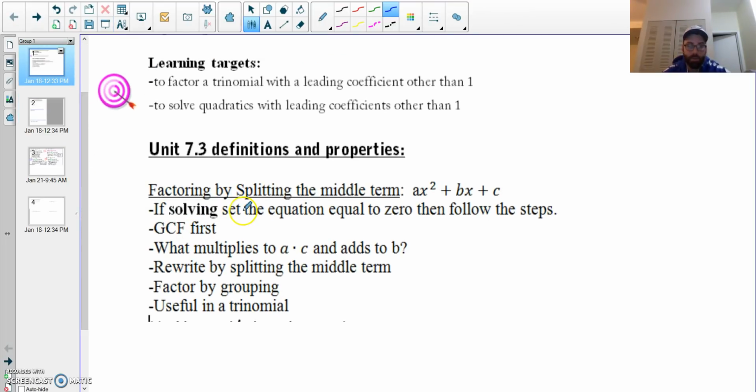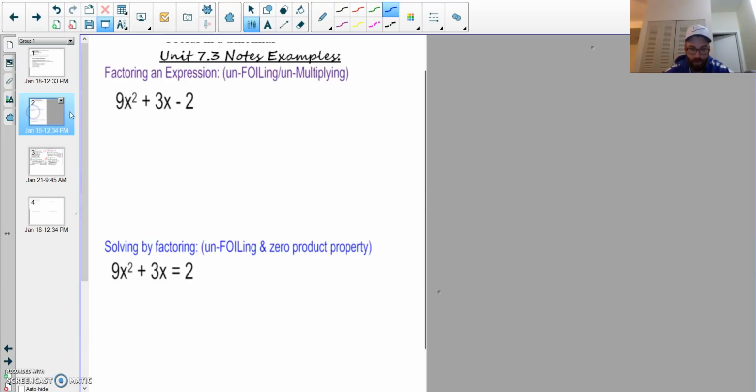First, GCF. Second thing we want to do is A times C, and figure out what multiplies to A times C, first term times the last, and adds to our B term, or middle term. Then rewrite it by splitting the middle term, and factor by grouping, useful in a trinomial. So let's try one. Again, if you're able to guess and check, then guess and check it up. But I'm going to multiply my A term by my C term. So I need to figure out what multiplies to negative 18 and adds to positive 3.